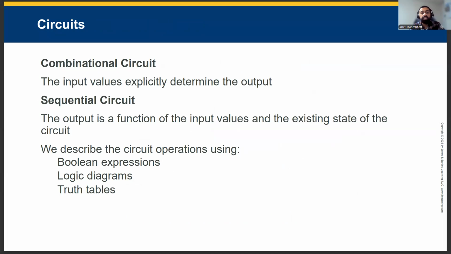We classify circuits as combinational or sequential. In a combinational circuit, the outputs depend only on the present inputs, no memory. In a sequential circuit, outputs depend on inputs and on stored state of prior moments. We'll describe either kind with Boolean expressions, logic diagrams, and truth tables, but only sequential circuits require explicit feedback or storage elements.